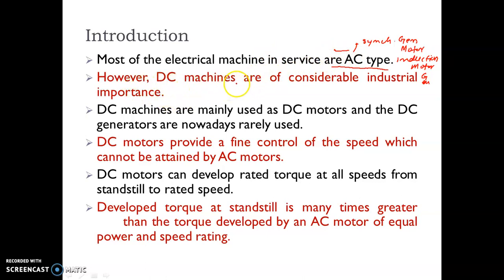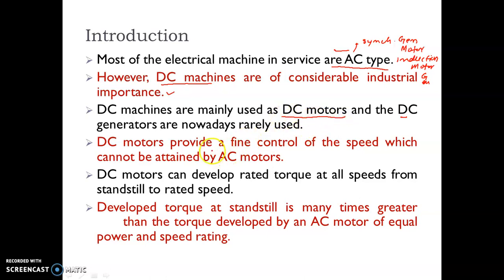However, DC machines are of considerable industrial importance. DC machines are mainly used as DC motors, and DC generators are rarely used nowadays. In some rural areas where electricity is not available, for example at a marriage or party, a DC generator may be used, but it is almost rarely used nowadays. DC motors we are using.